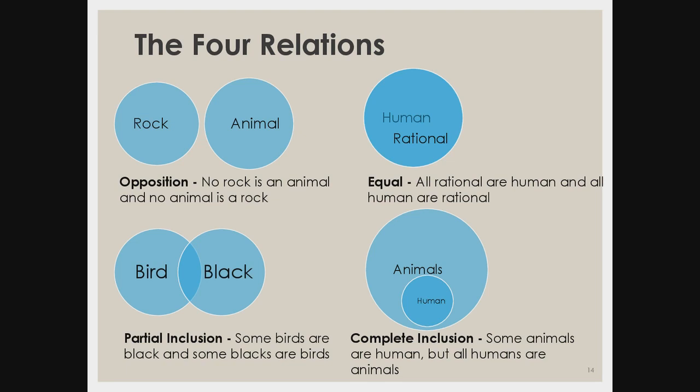Yeah. It's not equal. It's complete opposition, right? Because no fox is a goat and no goat is a fox. Okay. Now, how about... I don't know. Yeah, they're both animals, but if I would have said fox and animal, then you could have said complete inclusion. But equal is basically when they're both one and the same.